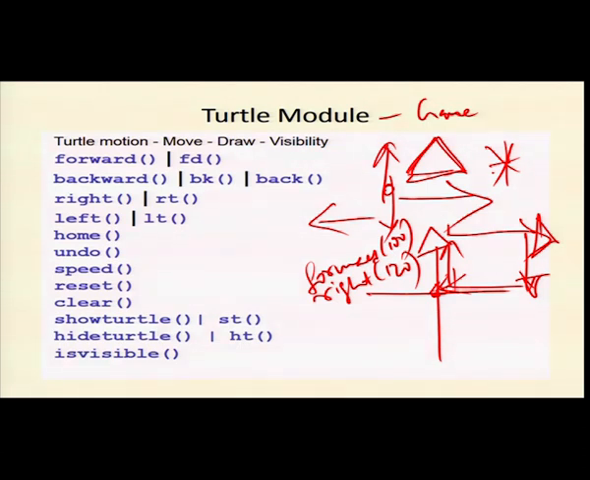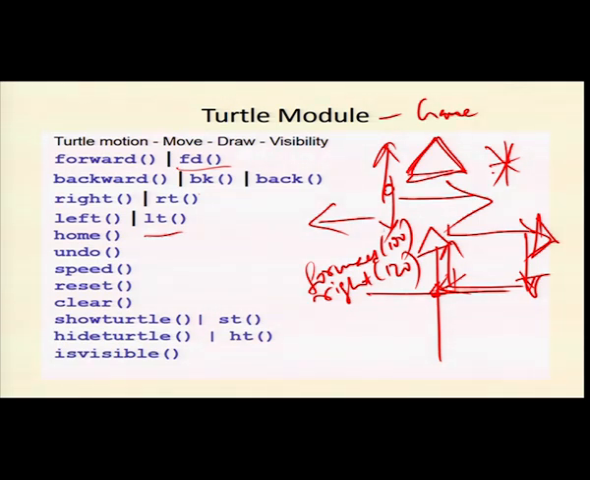One is forward. In short, it can be written as forward or FD with open and close braces. Similarly, backward, I can write as BK, or even as back. Right, I can write as right or in short RT. Left, I can write as left or in short LT. Then home, then undo. If I do not want to go forward, if I want to come back, undo.